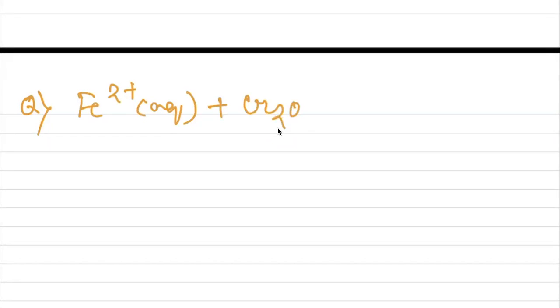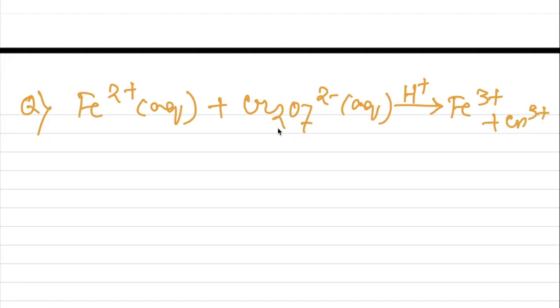Understand these things very carefully. Fe2 plus, all will be in aqueous medium. Fe2 plus and Cr2O7 2 minus in aqueous medium. H plus means the reaction takes place in acidic medium. It forms Fe3 plus and Cr3 plus. Both will be in aqueous medium.